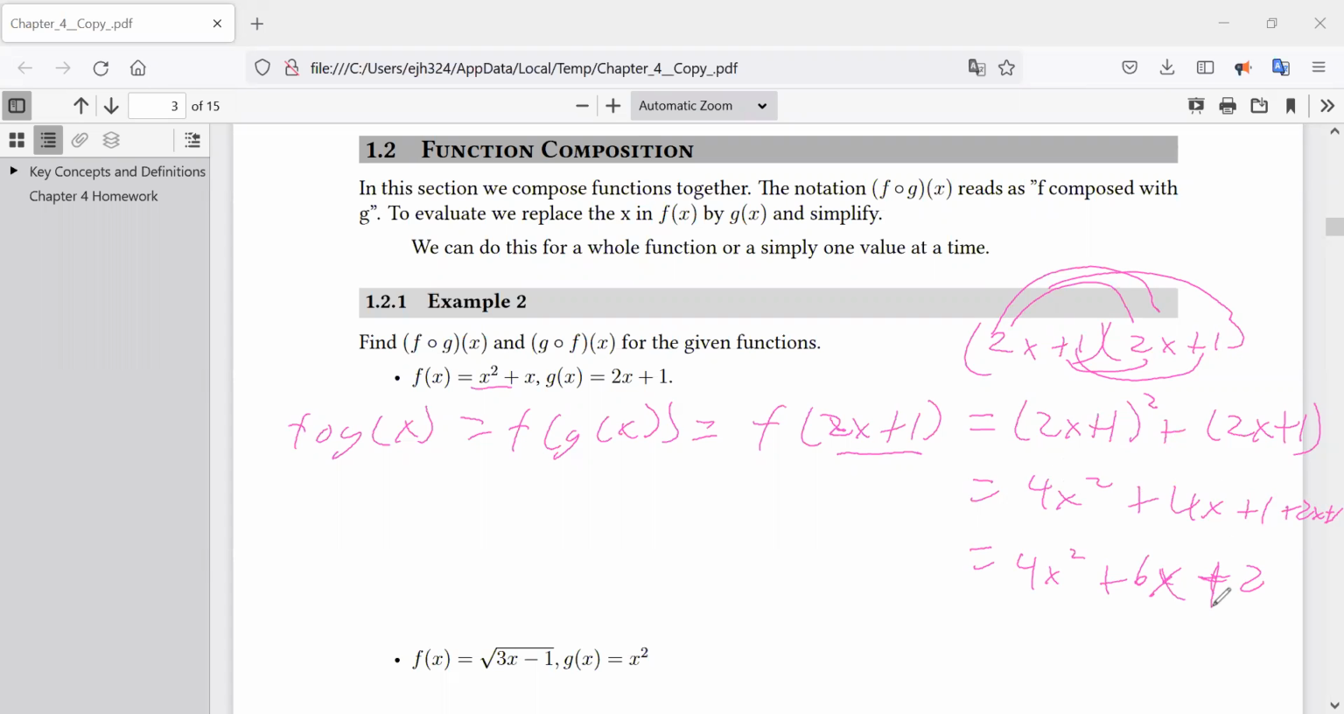So that's what we get for f composed of g, or f of g of x. And then if we want to do the opposite direction, if we wanted to do g of f of x, it would be g composed of f. It would be this.